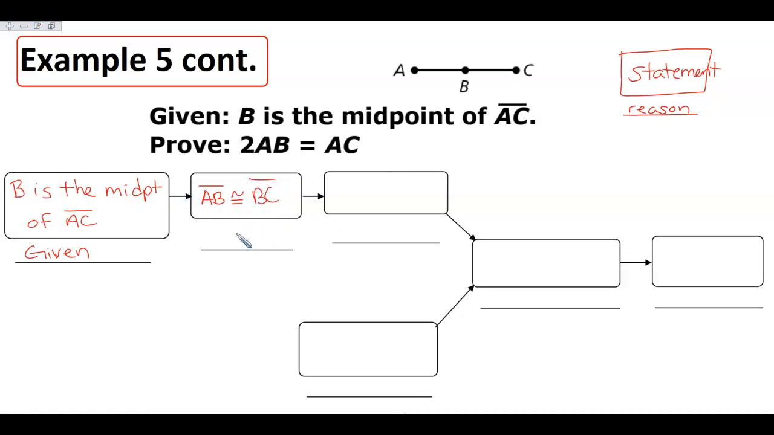Okay, and I got that because it was a midpoint. So that was my definition of a midpoint. So this is step 2 of our two-column proof.